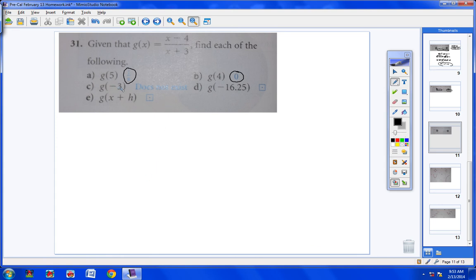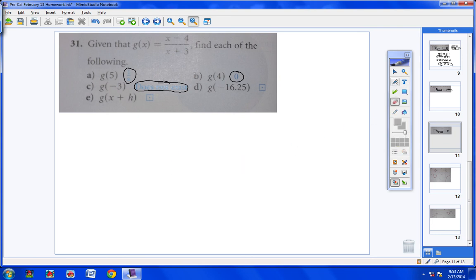Let's put negative 3 in for x now. Negative 3, negative 4 over negative 3, positive 3. And like I just said, you cannot have this right here. You cannot have 0 in the denominator. You cannot divide by 0. Put no solution, does not exist. They put does not exist, undefined, no solution. All of those answers are fine. Okay?